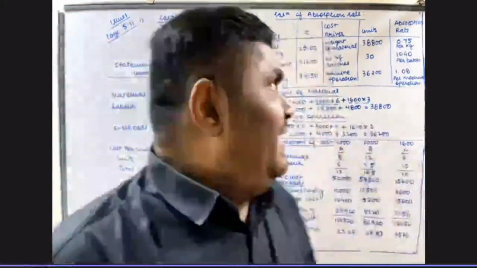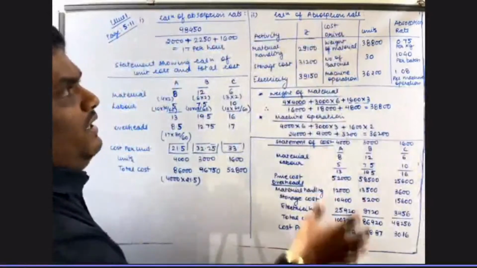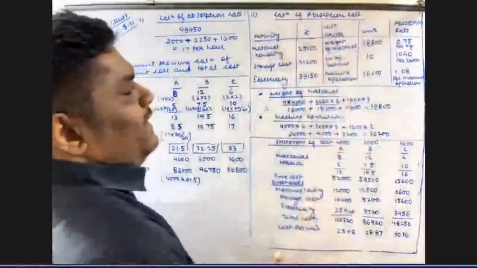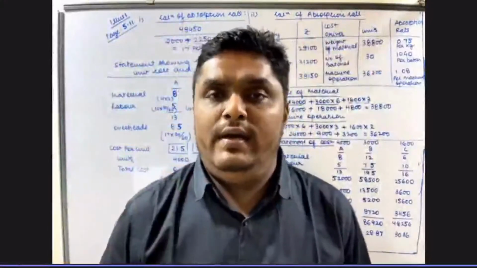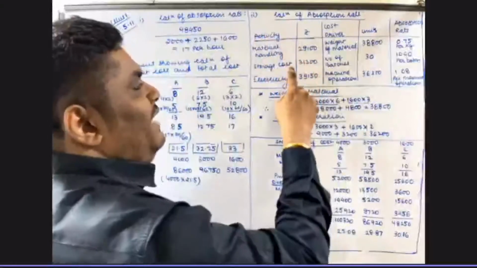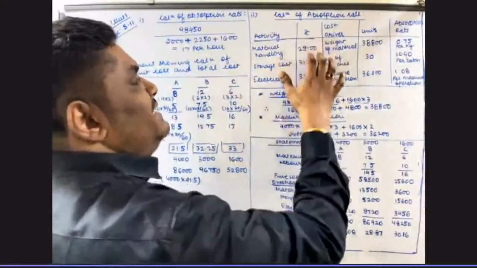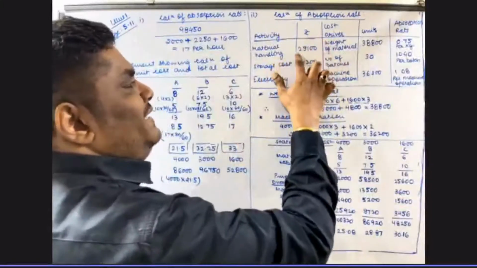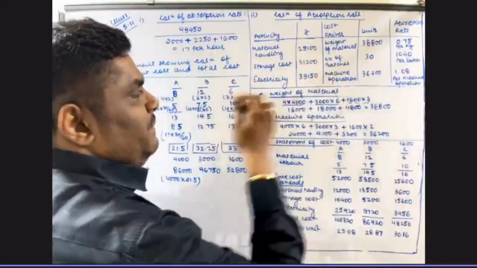I repeat again, guys, when talking about activity-based costing, we have to first calculate the absorption rate. सबसे पहले आपको क्या करना है? Absorption rate calculate करना है. So herein these are the activities, that is material handling, storage cost and electricity. These are the costs relating to that activity, that is 29,100, 31,200 and 39,150.